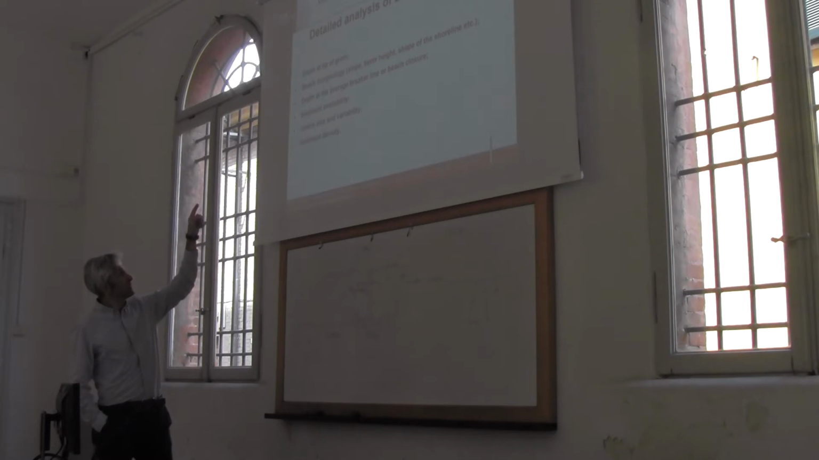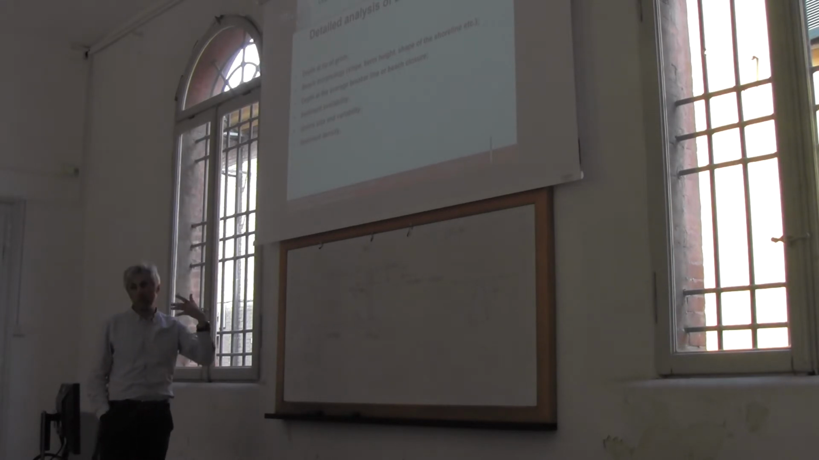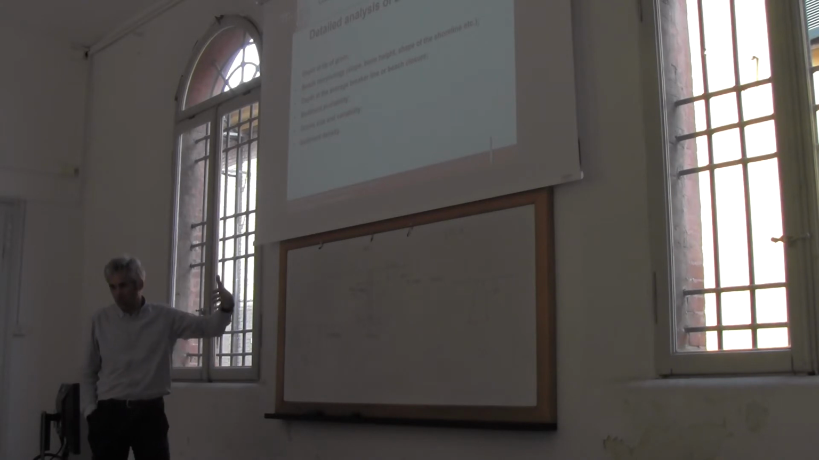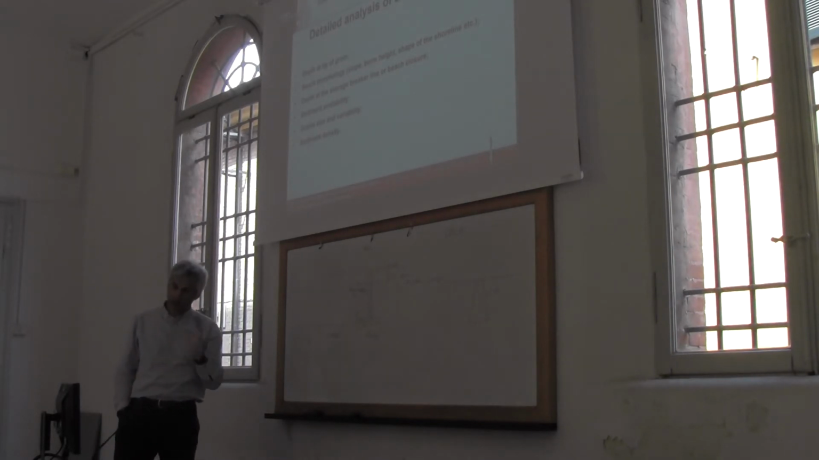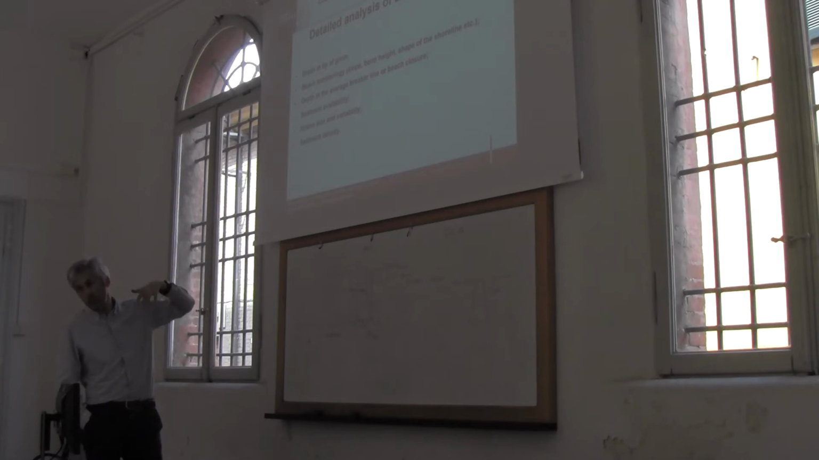So we need to know the sea depth at the tip of the groin. Basically we need to know the beach slope. This is extremely important and relatively easy to understand, to detect, to survey. Then beach morphology, slope of the beach again, berm height, shape of the shoreline, etc.